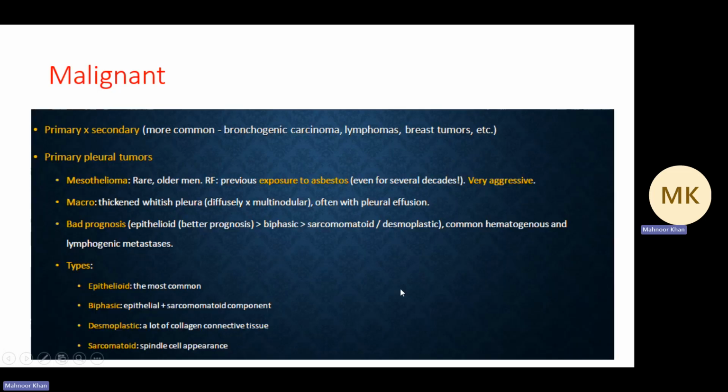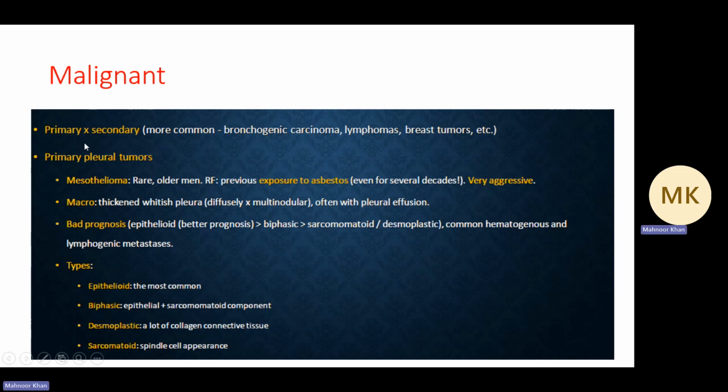Now we move on to the malignant. And like every malignant tumor category, we divide it into primary and secondary. In the case of pleura, I think you already know the secondary tumors are more common than the primary malignant ones. And where are the secondary tumors coming from? They are the bronchogenic carcinoma, lymphomas, and breast tumors metastasizing to the pleura. And if you have already learned the lung tumors, you will have noticed that it's similar to what metastases were coming in the lungs, and they will present as sort of small nodules all over the lungs.